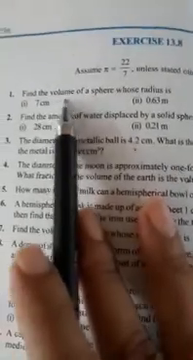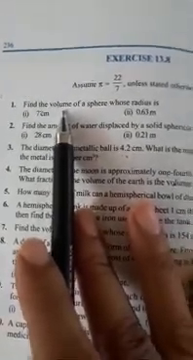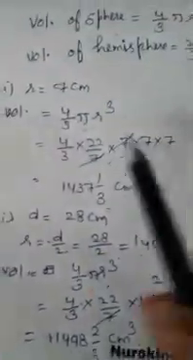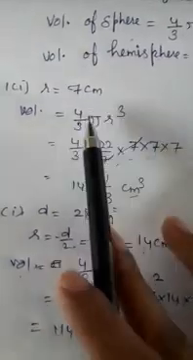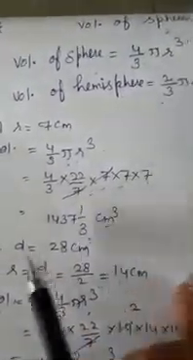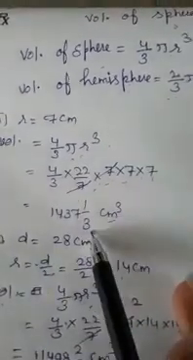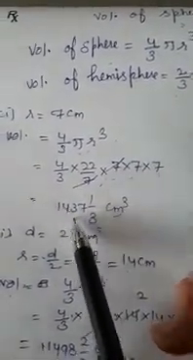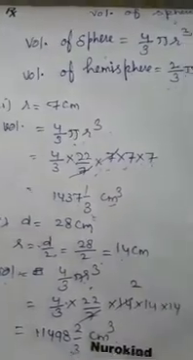Now we will start with the exercise. In the first question, we have to find the volume of a sphere whose radius is given, 7 centimeter. One part I am solving for you, and the second you will try by yourself. So volume will be 4 by 3 pi r cube. Put the value of pi and r, and when we solve the calculation we will get 1437 1 by 3 cubic centimeter.